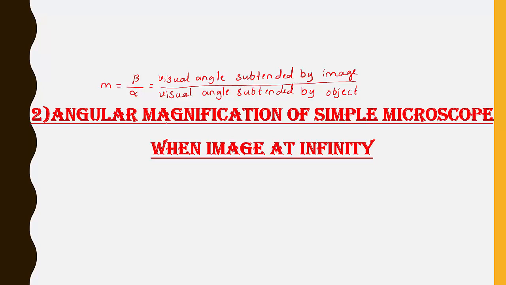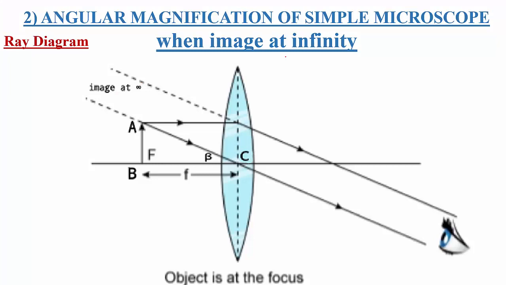Now let us derive the angular magnification of a simple microscope when the image is formed at infinity. Let us observe the ray diagram. So we already know that a simple microscope is itself a convex lens. A convex lens is also called a converging lens, whose thickness is very high at the center than at the edges. The center of the lens is called the optic center. Here it is denoted by C.